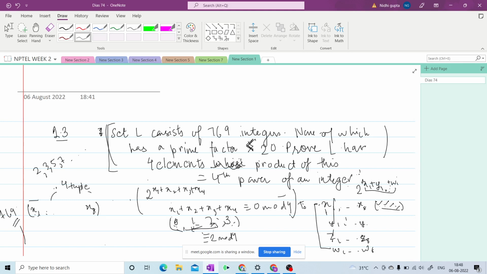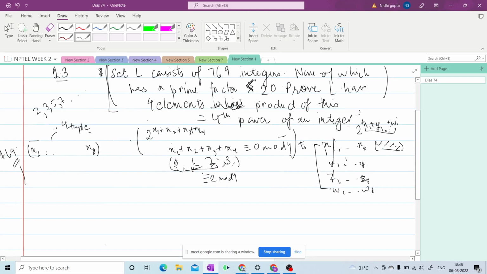But when you are talking about 2 raised to the power x1 plus x2, how far are you going? You need to take only 4 there, no? Because if you are going up to 8, that is a product of more than 4 numbers you are talking about. I'm going up to 4 only.